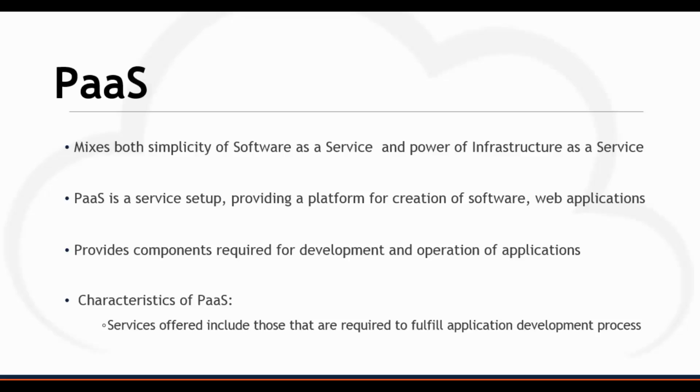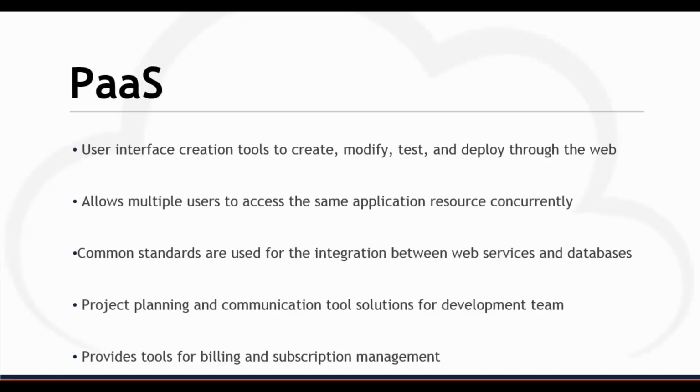Characteristics of PaaS. Services offered include those that are required to fulfill the application development process. Processes like development, test, deploy, host, application maintenance, creation, modification, testing, and deploying are done using the user interface creation tools that are accessed through the web. PaaS allows concurrent access for multiple users on the same application resource. It integrates web services and databases using common standards. It provides project planning and communication solutions for development teams. It also provides the tools for billing and subscription management.